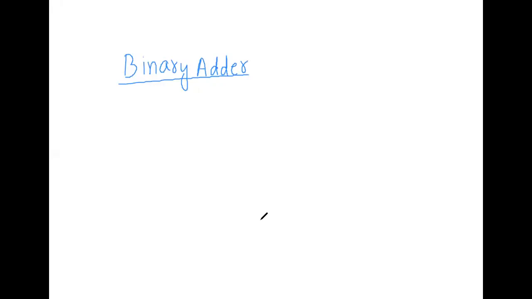So we are in module 3. Already we have discussed half adder, full adder, half subtractor, full subtractor. So today we'll discuss binary adder. Again, the strength is very less today.